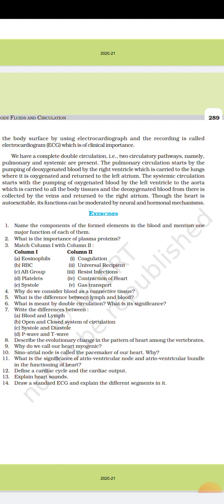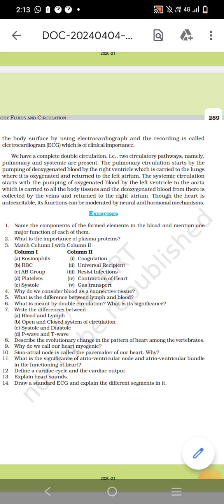The systemic circulation starts with the pumping of oxygenated blood by the left ventricle to the aorta, which is carried to all the body tissues, and deoxygenated blood from there is collected by veins and returned to the right atrium. Though the heart is autoexcitable, its functions can be moderated by neural and hormonal mechanisms.